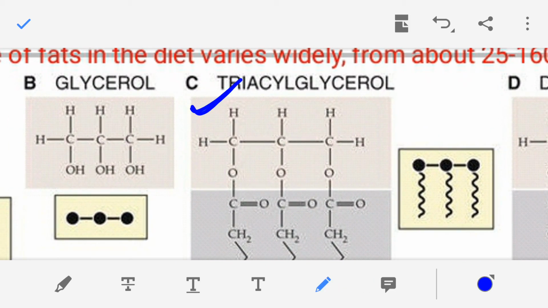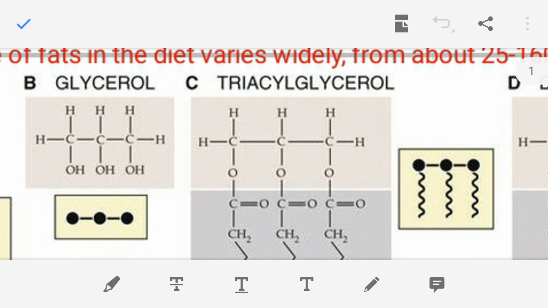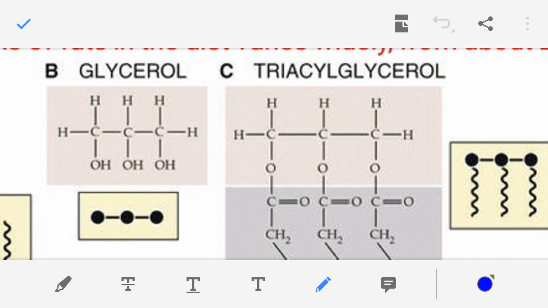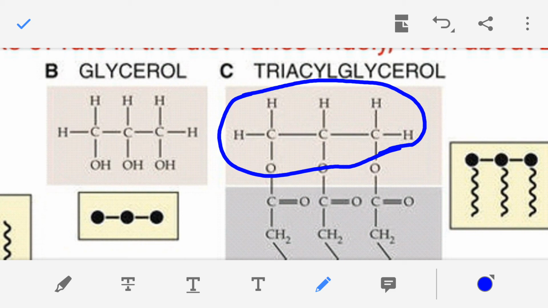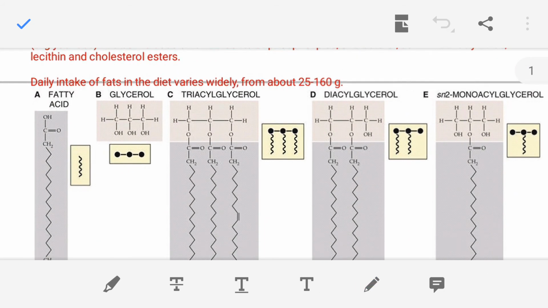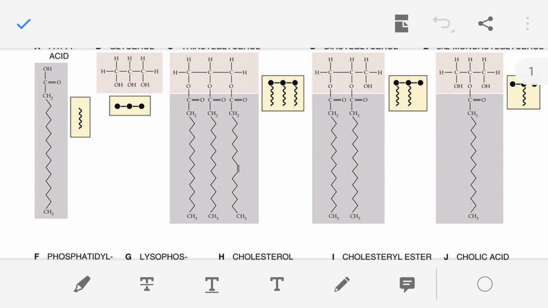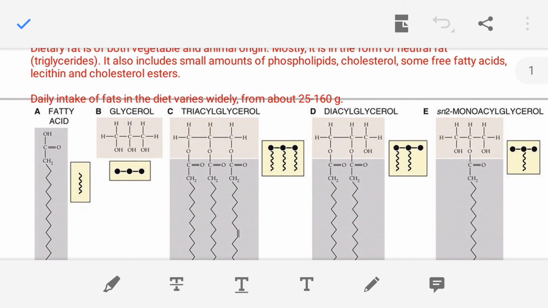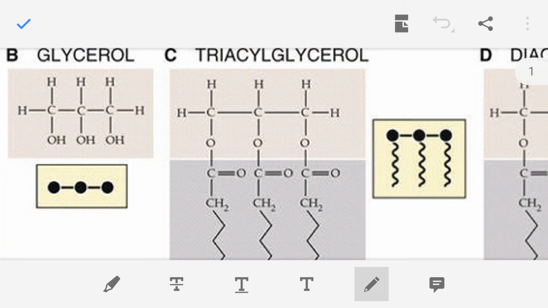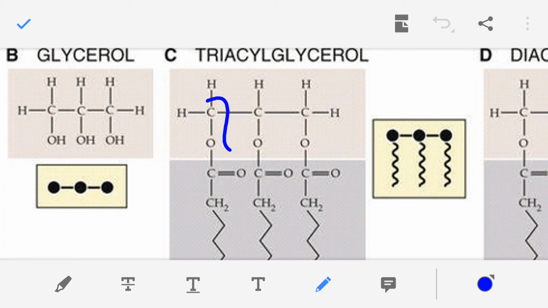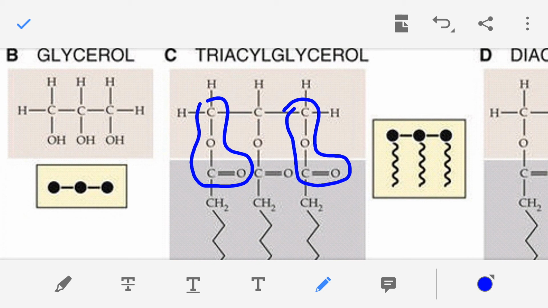Then tri-acyl glycerol. Now, if you observe this structure, you will find that in the structure of tri-acyl glycerol, there is one glycerol, and with this, 3 fatty acids are attached to it. So the bond which is present between the 3 fatty acids and the glycerol is the ester bond.